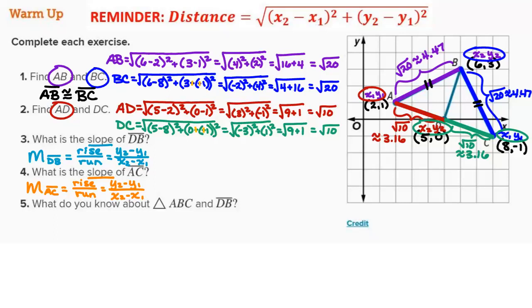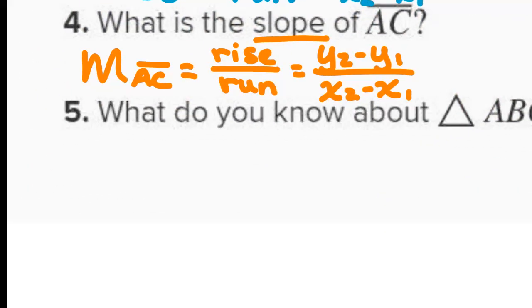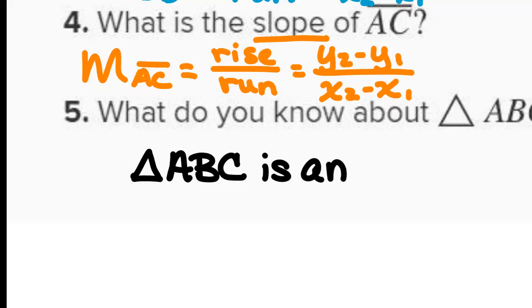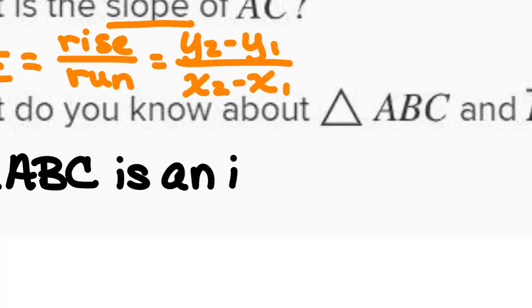AC is not congruent. So it's not an equilateral triangle because this half of it is 3.16, this half is 3.16. So this entire side is bigger than 6. These two sides are a little bit less than 4.5. So it's not going to be an equilateral triangle, but it is an isosceles triangle. So triangle ABC is an isosceles triangle.